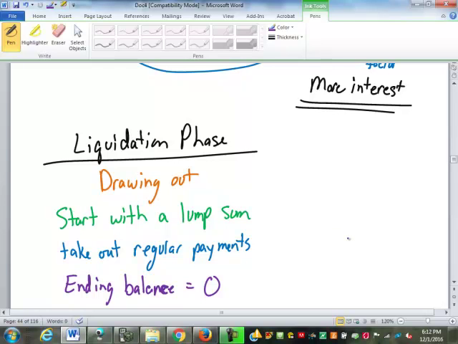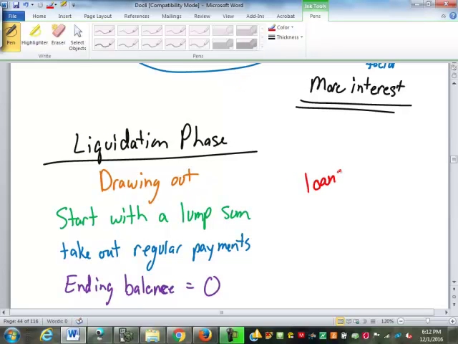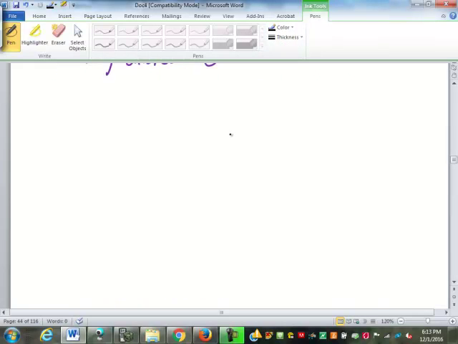Fortunately, in the liquidation phase, there is no ordinary versus annuity due. In the liquidation phase, it's always assumed that you're drawing it out at the end of the period. So you don't have to separate it out. To figure out the amount of a loan payment, they use the liquidation phase formulas. So we will actually look at that, using the liquidation phase formulas to figure out what your payment amount will be on a loan. That won't come until next week. So this week, we are going to focus on the accumulation phase.